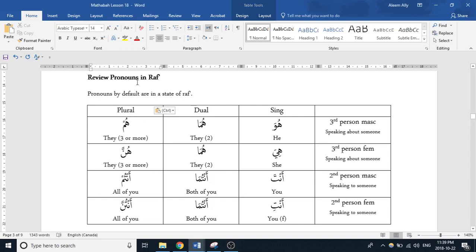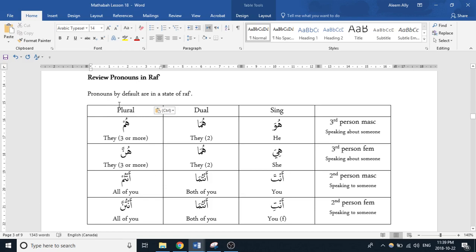In this class we learned a new concept when it comes to pronouns. Before, we looked at pronouns when they were in a state of rafa, and then when they were in a state of jar, and today we looked at them when they were in a state of nasb. So first let's rewind a bit and take a look at when it's in a state of rafa and then in a state of jar.